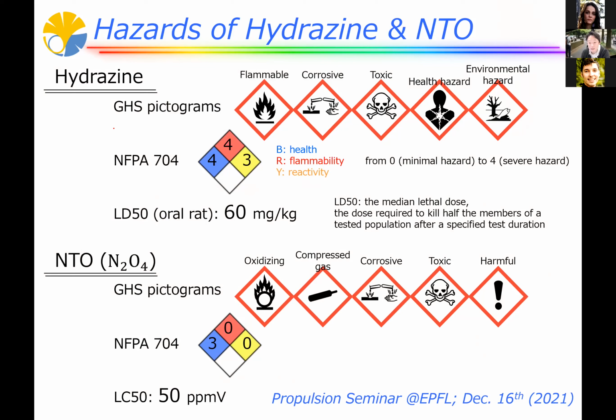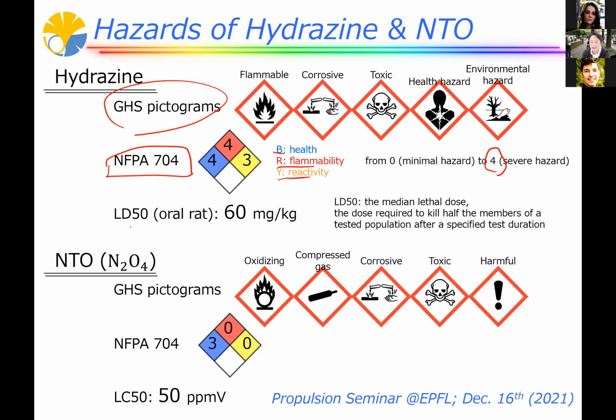The first one is a GHS pictogram. According to the GHS pictogram, we had a lot of signs: flammable, corrosive, toxic, and more. Another index is NFPA. This is a USA index, and there are three indicators: health, flammability, and reactivity. For all of them the maximum is 4, so almost the maximum score.